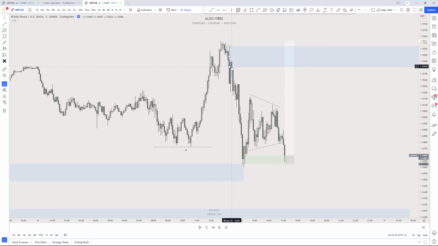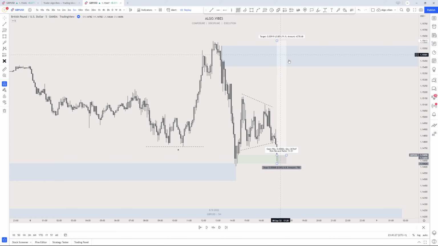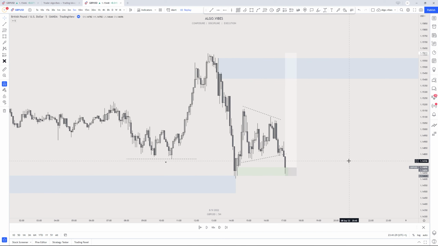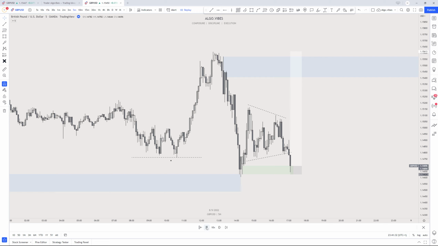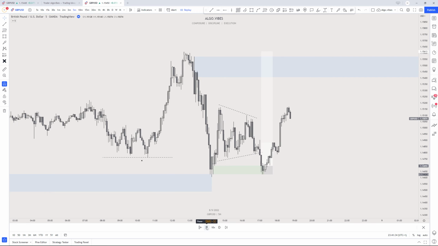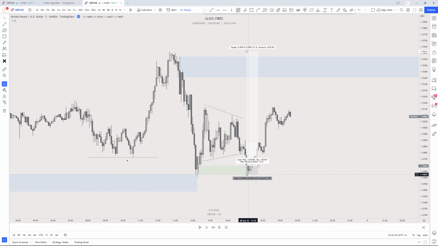Now don't forget our intention for this particular zone. If price comes up there and gives us a reaction, we are actually looking to also sell from there. So you could notice how price came very close to this level. So if you're not careful, price could have taken you out of this trade.